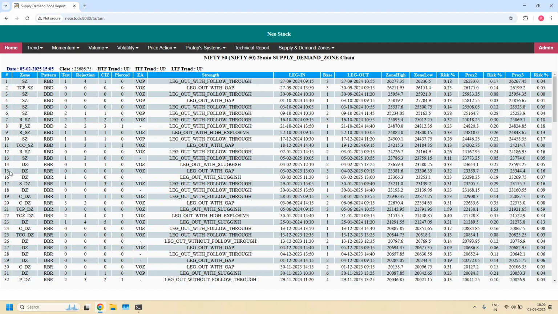In 25 minutes, the nearest demand zone is at 14. Nearest demand zone to the current closing price. Similarly, 13th is the nearest supply zone to the closing price. This is the way you should look into the remaining zones below and above.